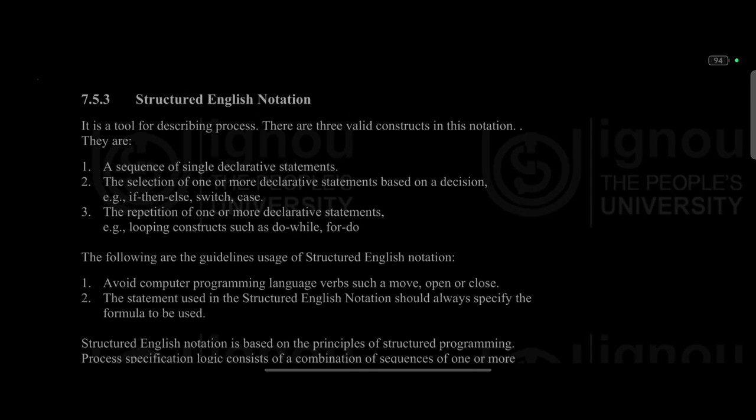Structured English notation is a tool for describing processes, and there are three valid constructs in this notation. They are a sequence of single declarative statements; the selection of one or more declarative statements based on a decision, for example if-then-else or switch-case; and the repetition of one or more declarative statements, for example looping constructs such as do-while and for-do. The following are the guidelines for usage of structured English notation.